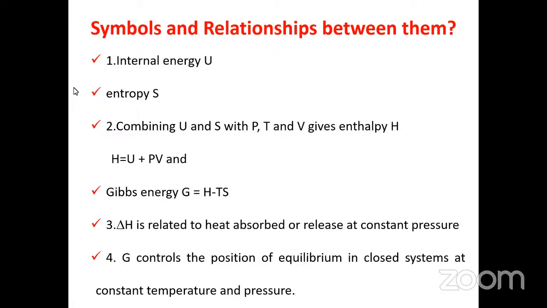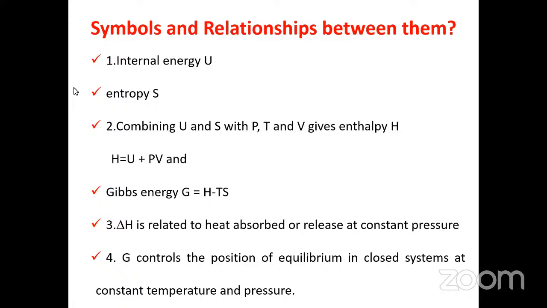Another parameter you'll come across is Gibbs energy. It's another property you'll come across in this study. Gibbs energy is designated by capital letter G, and you have a relationship here: G is H minus TS. H is enthalpy, T is temperature, and S is entropy. So Gibbs energy G is enthalpy minus temperature times entropy.